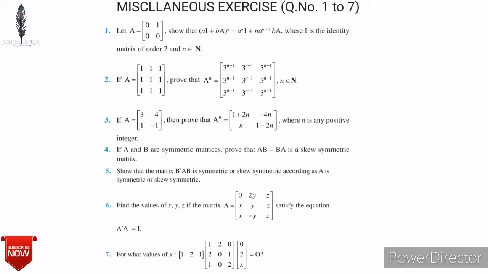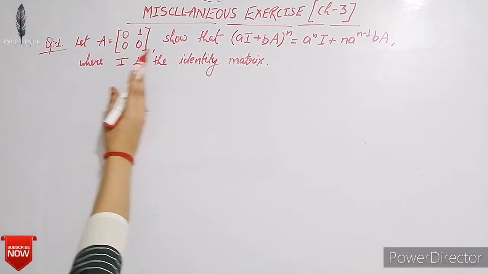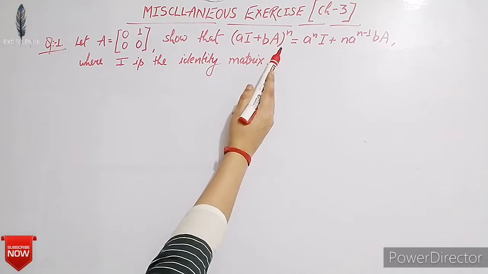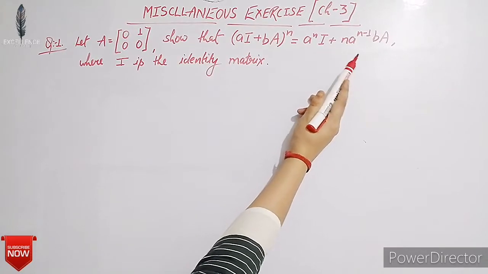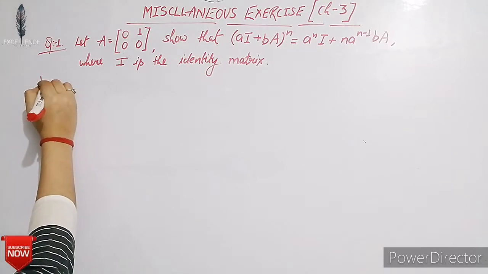Today we discuss the last exercise of this chapter, that is miscellaneous exercise. Okay, let's see question number 1. Here the matrix A is given and we have to show that (aI + bA)^n equals a^n I + n a^(n-1) bA, where I is the identity matrix. Let's solve it.